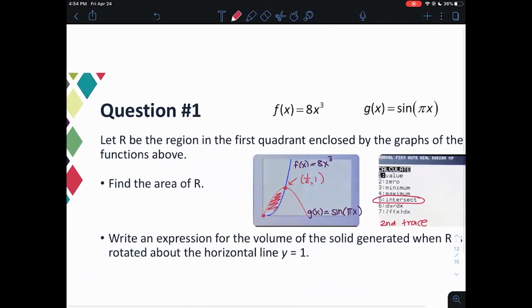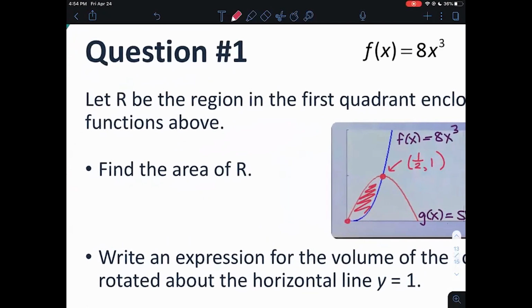So when we're setting up that area, our area of R is equal to the integral from 0 to 1/2, left bound, right bound, of the upper function, sine of pi x, minus the lower function, 8x cubed dx. And then when we throw that in a calculator, 0.193.